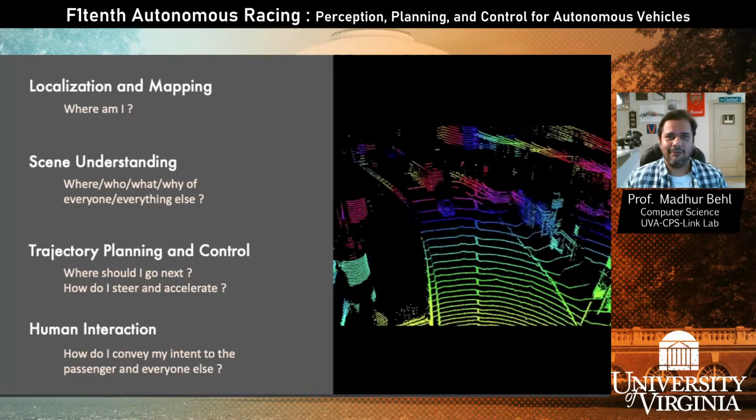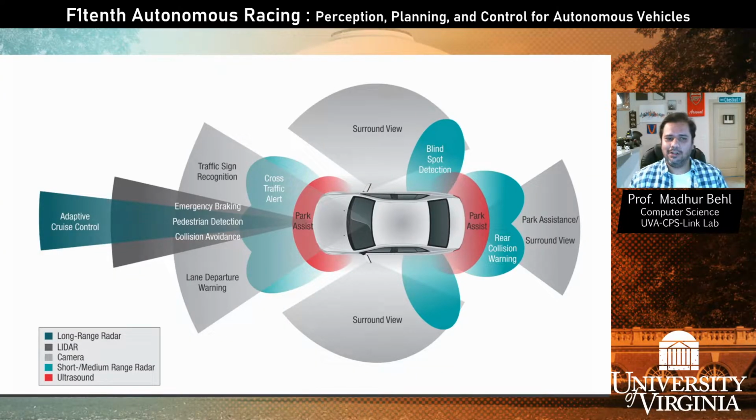And then if you are somewhere in level two, level three, where there's partial autonomy, you also have to monitor and take input from the human driver. So that also becomes another very important factor. And we do so by relying on a lot of different sensors.